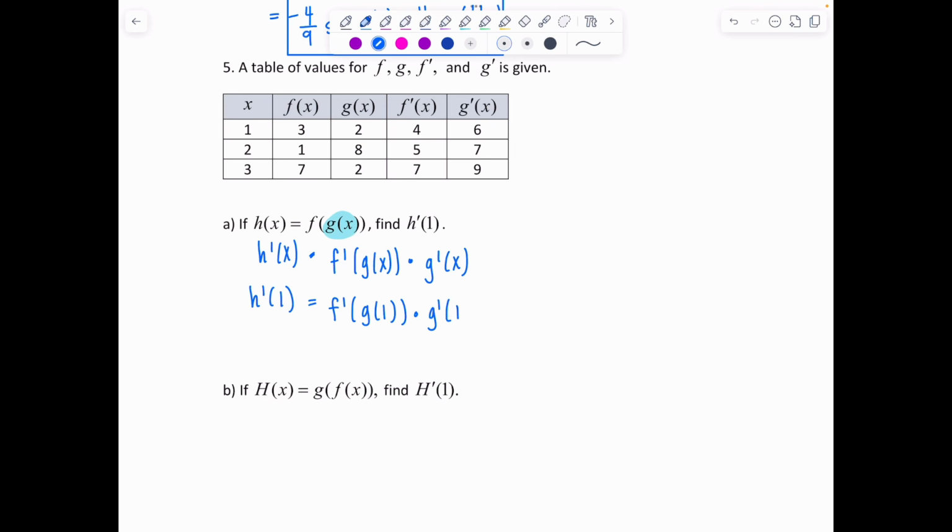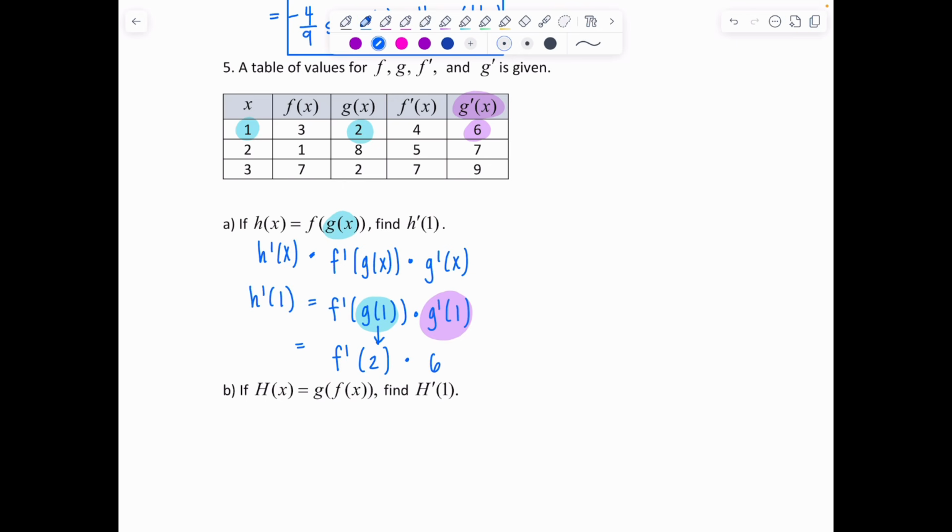So now let's go to the table. This time it's kind of backwards. We're going to start with the inside function, g of 1. Where's g of 1? It's right here. It's 2. So this is 2. So I need f prime of 2 times what's g prime of 1? G prime of 1 is 6.